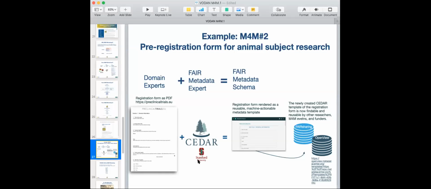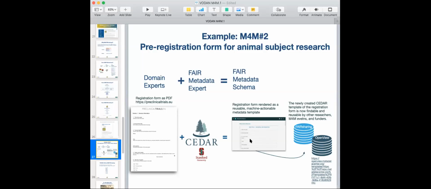So working with a group from Stanford University that are metadata experts, known as the Center for Expanded Data Annotation and Retrieval, or CEDAR, we were able to team up the preclinical trials domain experts with the CEDAR metadata experts, and the result was another web form for the preclinical trials document. But in this case, when you fill out the web form, the machine is actually capturing the information in a machine actionable format, and it's creating RDF in the back end. So this template can be stored either at OpenView, which is the repository for CEDAR, or other places like fairsharing.org. And this template can be reused by others for their own purposes.